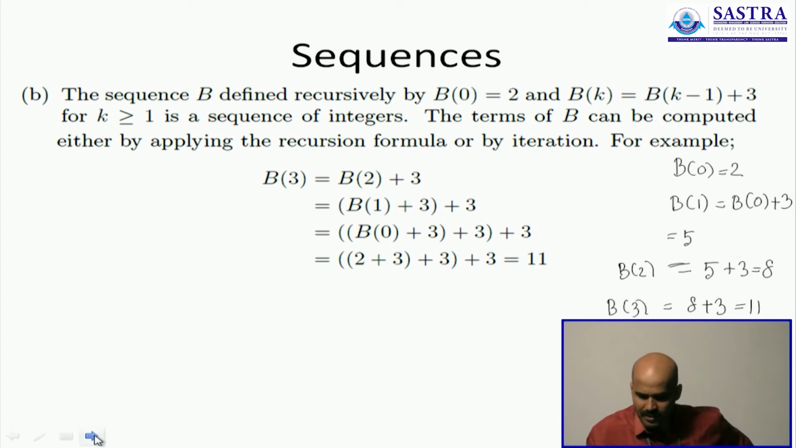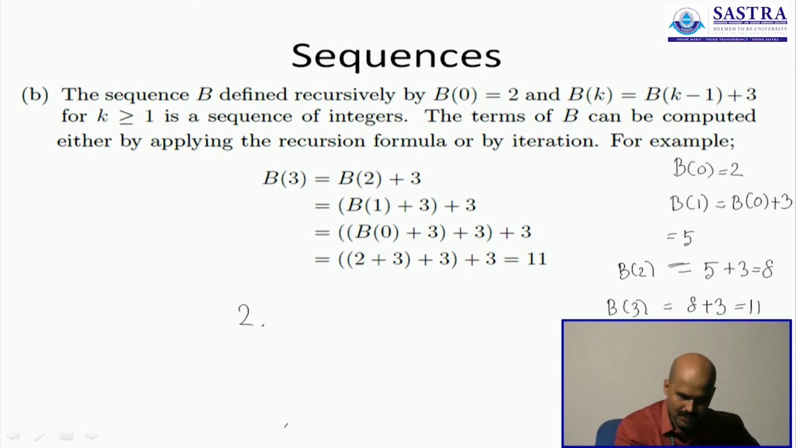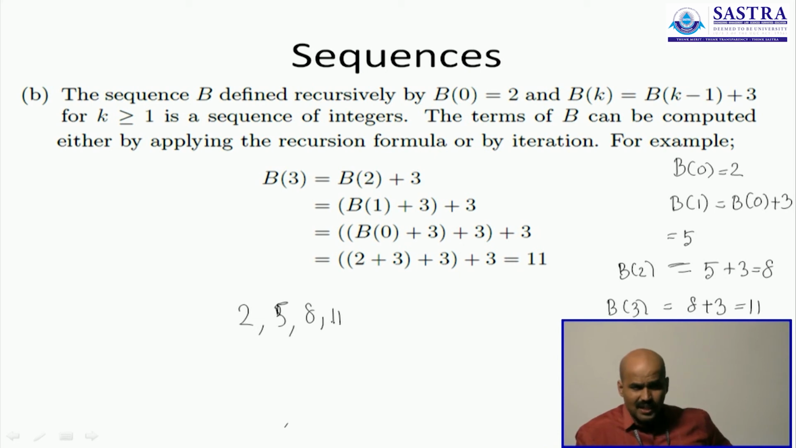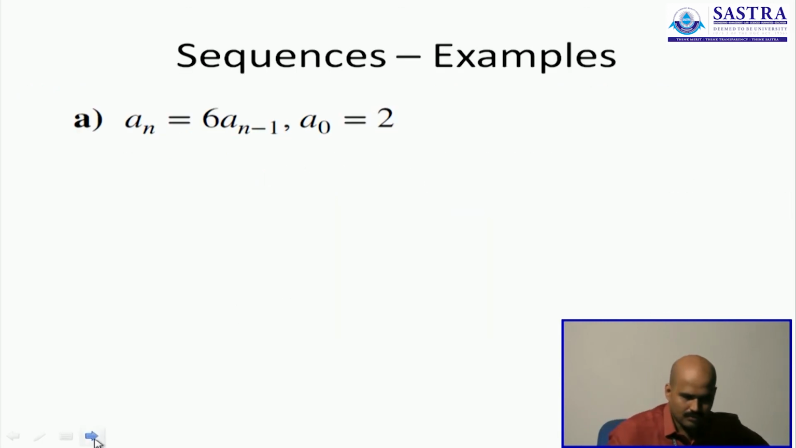Now this sequence will be like this. It will start with 2, because a naught is 2: 2, 5, 8, 11. You can see that this is actually an arithmetic progression, an arithmetic sequence, where the difference between any two terms remains a constant. 5 minus 2 gives you 3, 8 minus 5 gives you 3, 11 minus 8 gives you 3. This keeps on happening. So this is how you define a sequence.